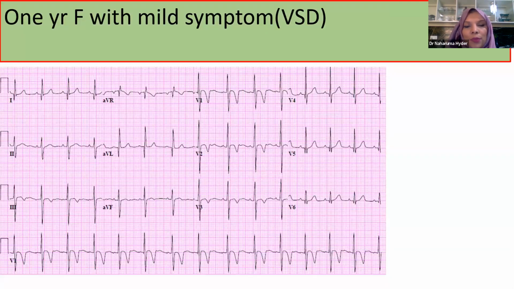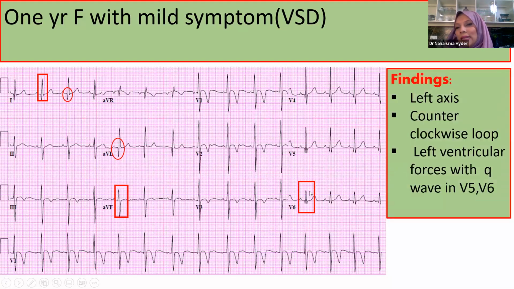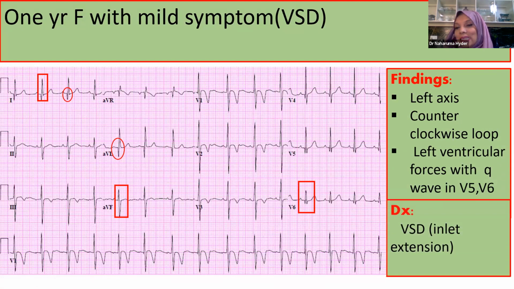This is a 1-year female with mild symptoms. And here we see lead 1 positive and aVF negative, so the axis is left axis. We know usually all types of VSD have normal axis, but here we are getting left axis. And we are getting a Q wave in lead 1 and aVF, so this is a counterclockwise loop. Along with left axis and counterclockwise loop, we get LV forces. And we got the Q wave in V6, and this Q wave tells the volume overload of the left-sided chambers. So the left axis with counterclockwise loop tells us the inlet VSD.